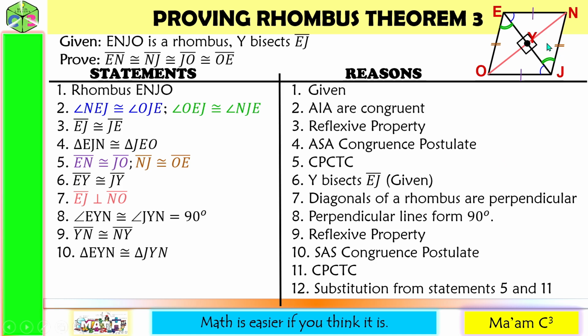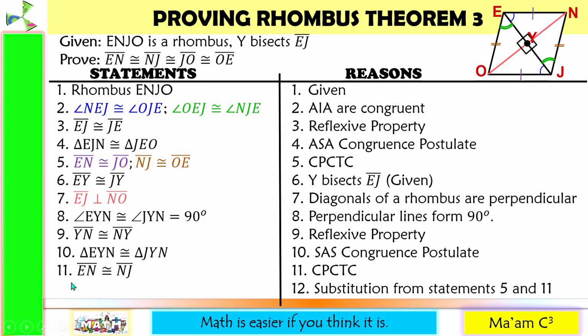And if these two triangles are congruent, it means their corresponding parts are also congruent. So these two are congruent. It means side EN is congruent with line segment NJ. So this one is now congruent to this one. The last reason is substitutions from statements 5 and 11.